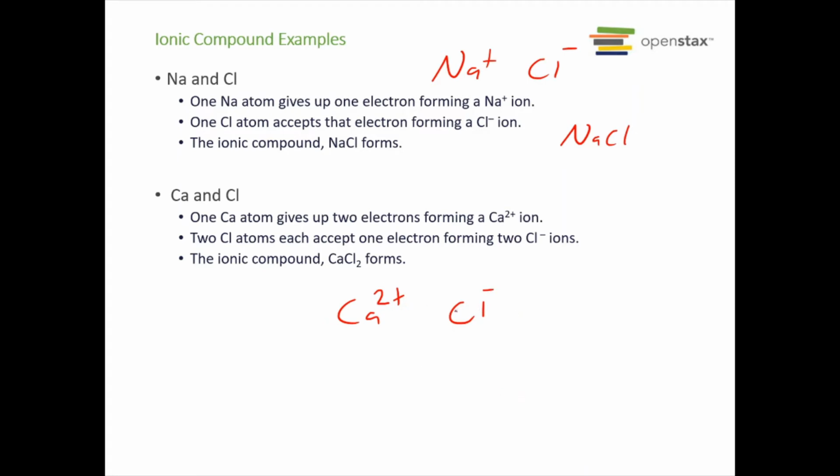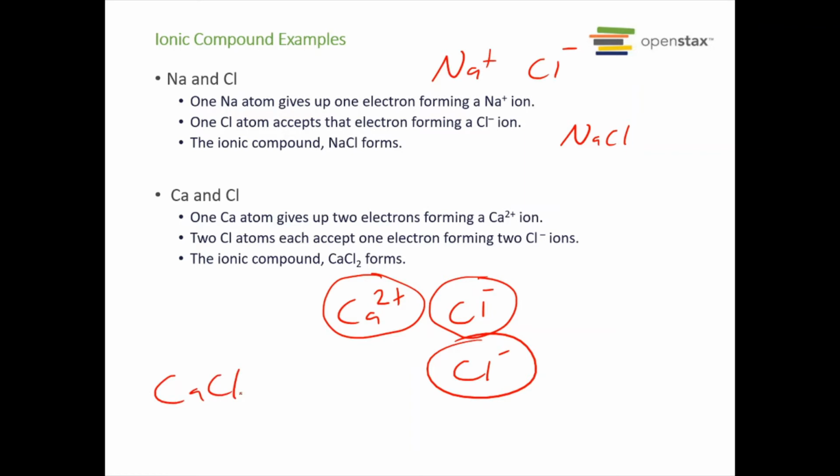So how do I make this balance? Well, I have a 2+ here. I have a 1- here. I have to have another 1- to balance that out. So my formula should be CaCl2.